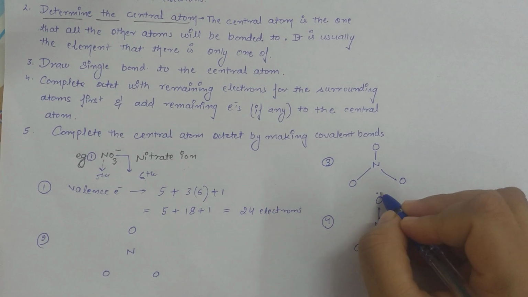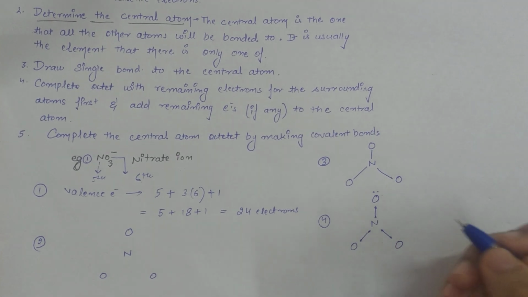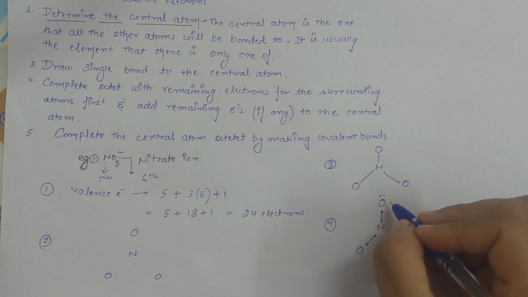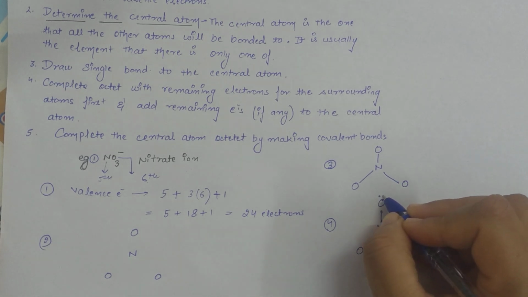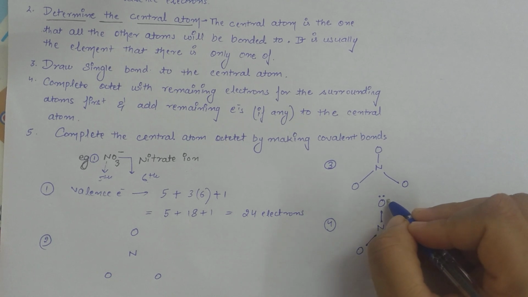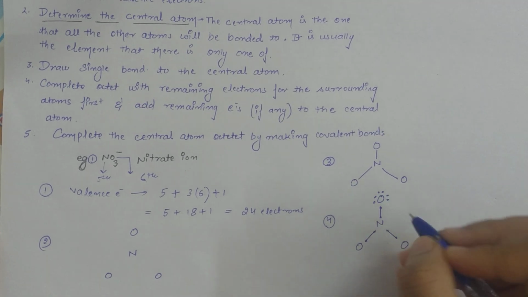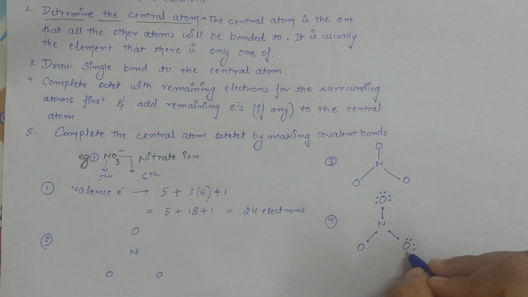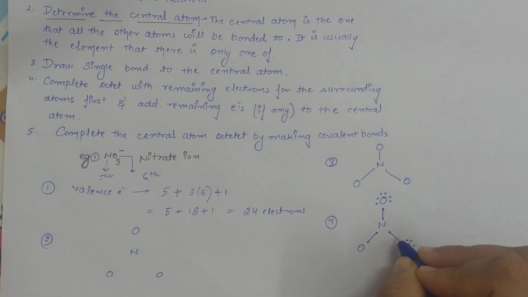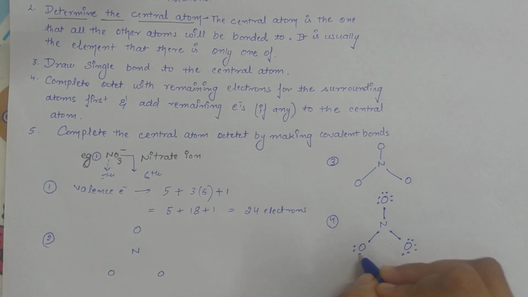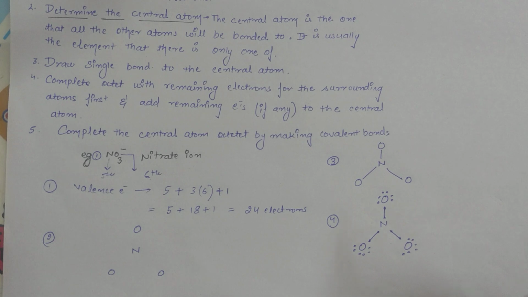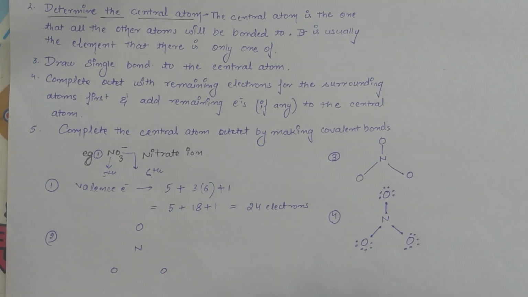Let's start. 1, 2. Oxygen belongs to the 6th group, and you are well aware, to complete the octet it should have 8 electrons. So complete the octet of this oxygen: 1, 2, 3, 4, 5, 6, 7, 8. Similarly for this one, 1 to 8, and for the last one, 1 to 8. Now you have completed the octet of the surrounding atoms.